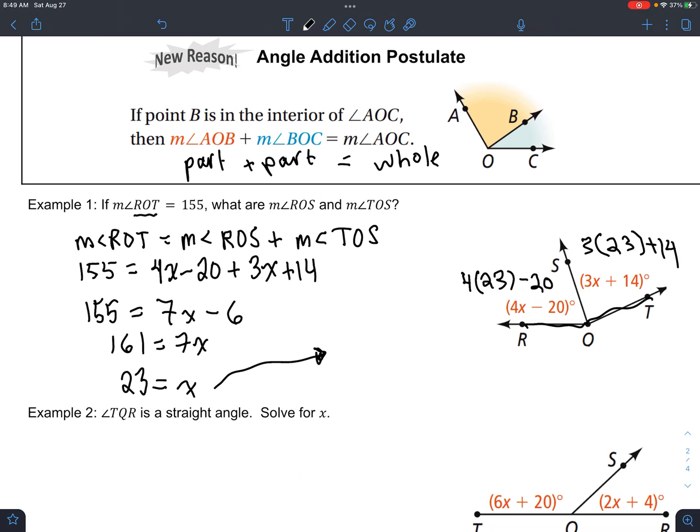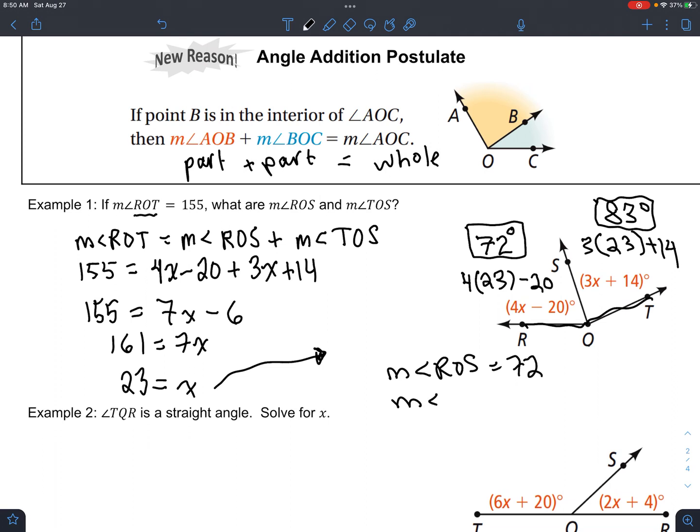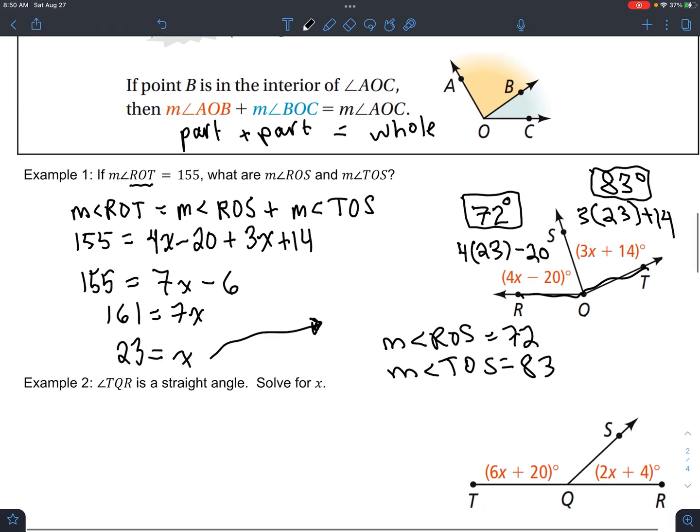Okay, so what is this? This one's 72 if you do the math, 72 degrees. And this one over here looks like it's 83 degrees. So if you wanted to summarize, you could say this and this. Again, when I'm stating the size of an angle, I need to put that M, because the angle as an object is not equal to 72 degrees. The angle's measure is 72 degrees.